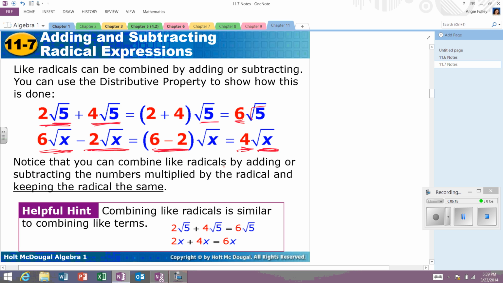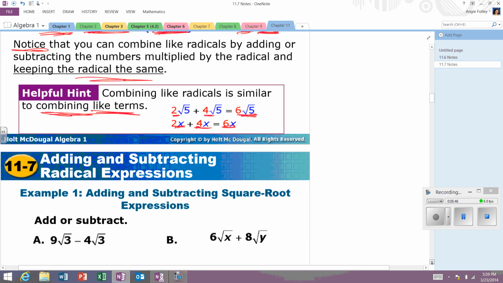Notice that you can combine like radicals by adding or subtracting the numbers that are out in front, and you keep the radicals the same. Like I said, it's kind of like combining like terms. So if I had 2x and 4x, I would add the 2 and the 4 to make 6x. It's very similar. You just keep what's in front, add those together if that's what it says to do, and then you keep the same radical.